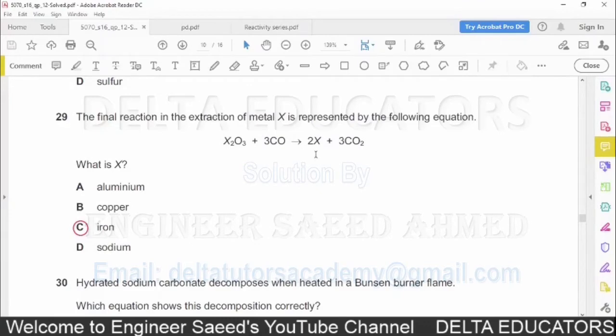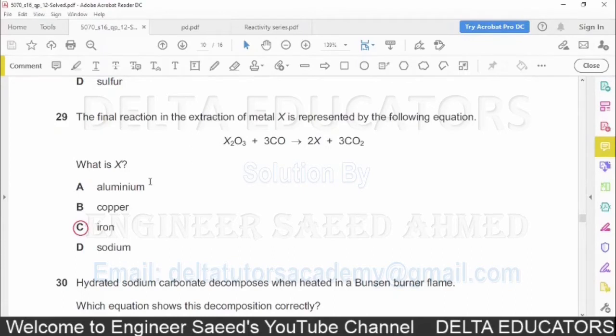Question number 29. The final reaction in the extraction of metal X is represented by the following equation. X2O3 plus 3CO, product is formed 2X plus 3CO2. What is X? Option A, aluminum, B, copper, C, iron, D, sodium. Here it is given X2O3, which means the oxidation state of this metal X is plus 3, whereas for oxygen it is minus 2.